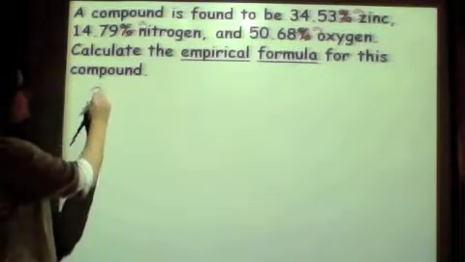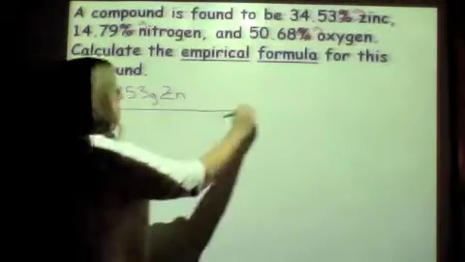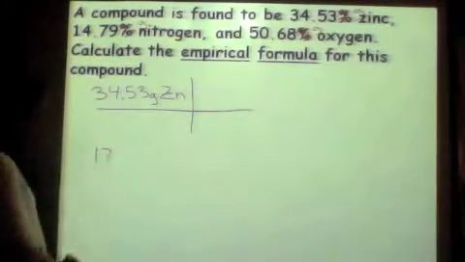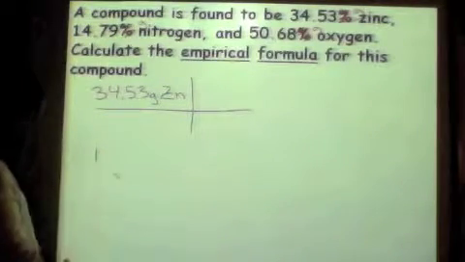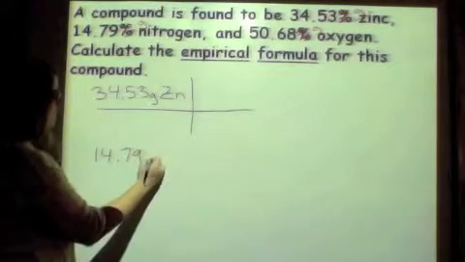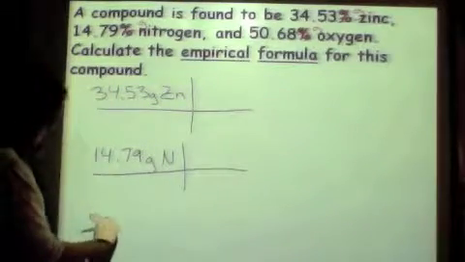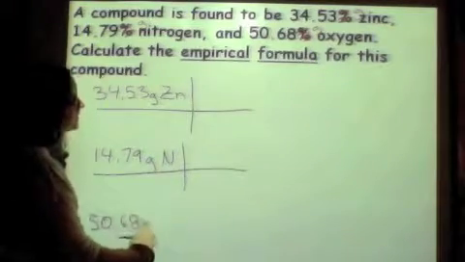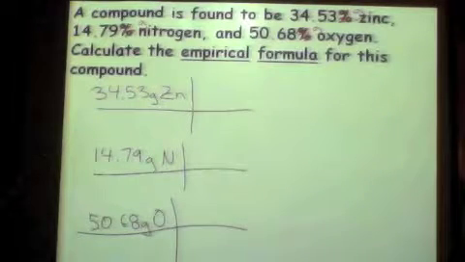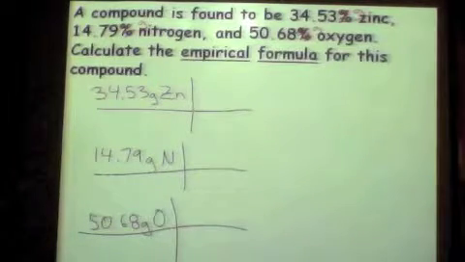So 34.53 grams of zinc, we're going to convert it. 14.79 grams of nitrogen, and we have 50.68 grams of oxygen. And we're going to convert from mass to moles. This is why it's important that you be able to do this. It's one of the essentials for this unit and so forth from here.